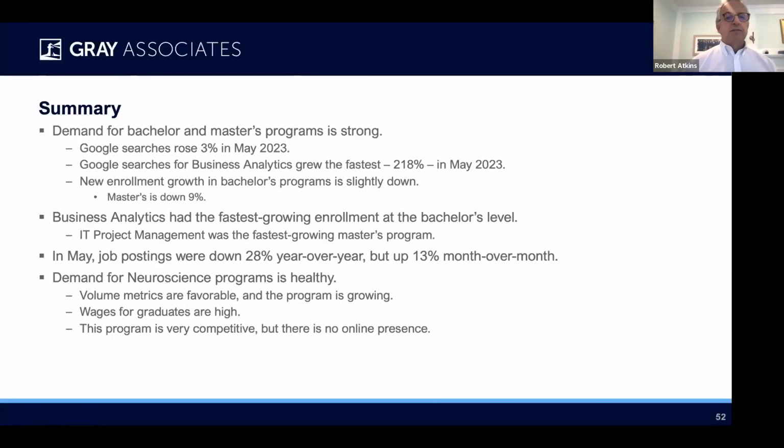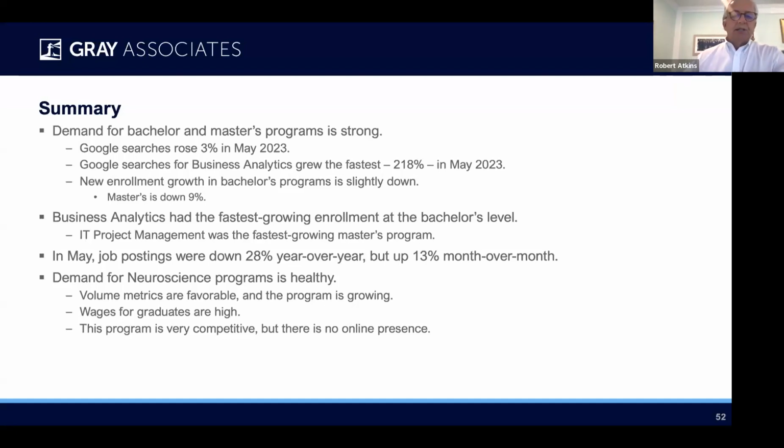So let me summarize. Demand for bachelor's and master's programs is strong. Google searches are actually up. Google searches for business analytics had the fastest growth, 218% in May 2023. New enrollment in bachelor's programs is down slightly, unfortunately, and master's is down pretty big, 9%. Business analytics had the fastest growing enrollment at the bachelor's level. IT project management was the fastest growing master's program.